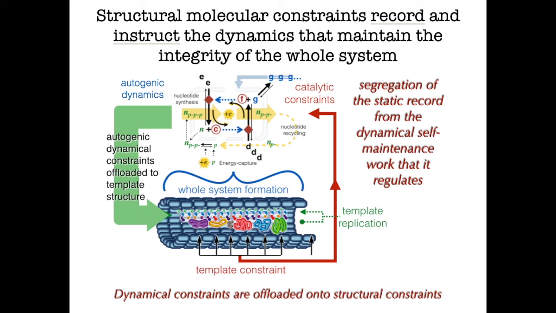Because of this part-whole recursion, natural selection can modify an increasingly complex structural record to better fit whole system dynamics to its environmental context. Offloading interaction constraints onto static structures enables that structure to reliably represent those critical constraints irrespective of the potential degrading effects of dynamical self-maintenance.